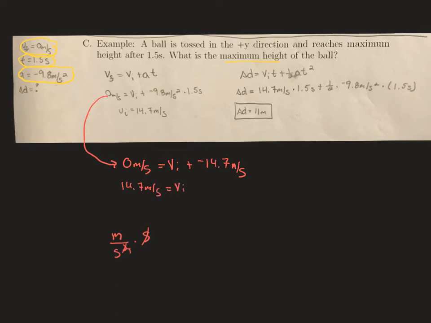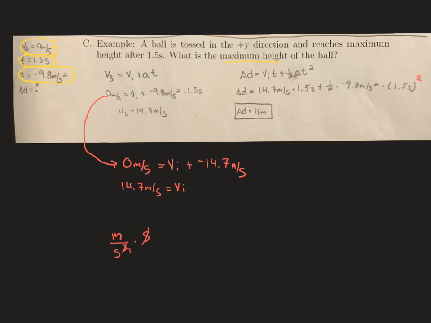Now that I know what the initial velocity is, I can use one of my other equations that contain displacement in order to find the displacement, or the maximum height. So I chose to use displacement equals velocity initial times time plus 1/2 times acceleration times time squared. So I took my 14.7 meters per second times 1.5 plus 1/2 times the negative 9.8 meters per second squared times 1.5 seconds quantity squared. And that gives me 11 meters.